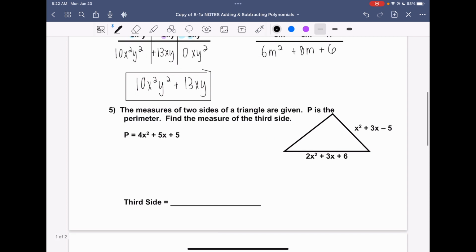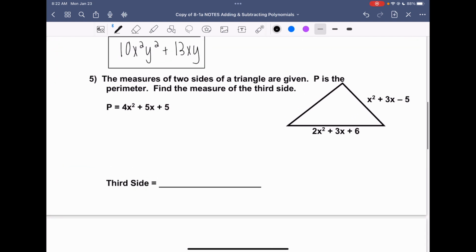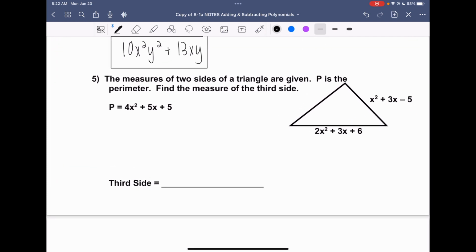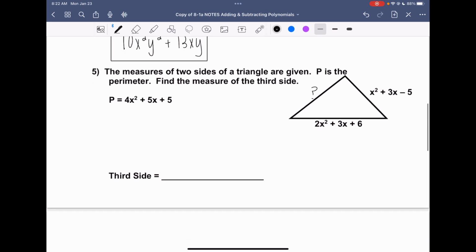All right. So now we're going to get into our word problems, which aren't as bad as they seem. I promise, okay? The measures of two sides of the triangle are given. P is the perimeter. Find the measure of the third side. So remember, perimeter is adding all the sides. So we don't know this side right here.